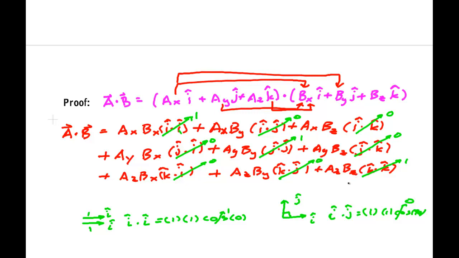Hence the name, sometimes, the inner product. And what do we get? We have AX BX, AY BY, and AZ BZ. Exactly what I wrote before. So A dot B is AX BX, plus AY BY, that's the second term, and the third term, AZ BZ, and all the other terms, because of these dot products, go to 0, because the unit vectors are perpendicular to each other.